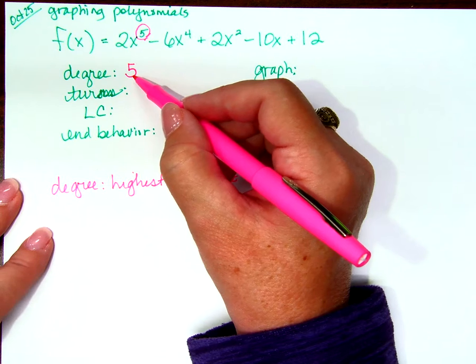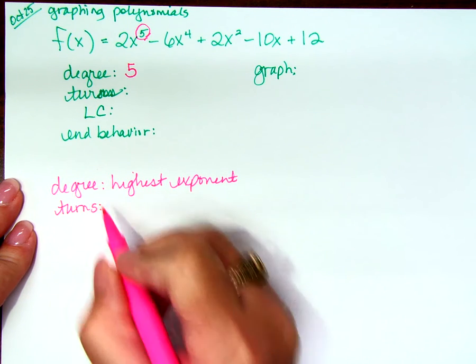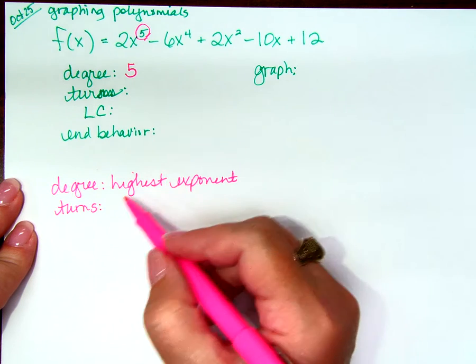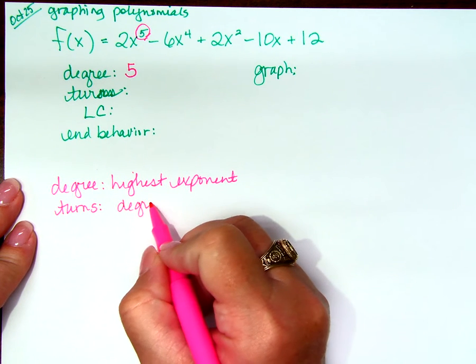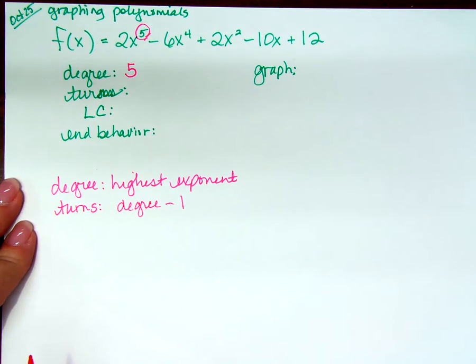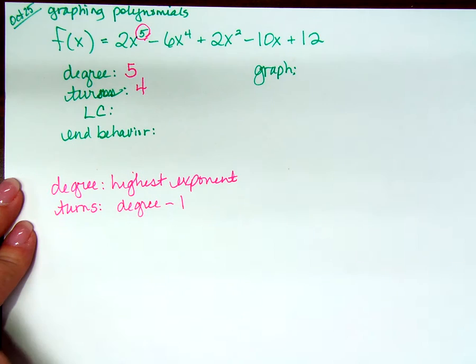If the degree is 5, how many turns are there? Well, let's see if I can spell turns right this time. The way you find the number of turns is that you take the degree, whatever it is, and you subtract 1. So 5 minus 1 is 4. That's how many turns there are.